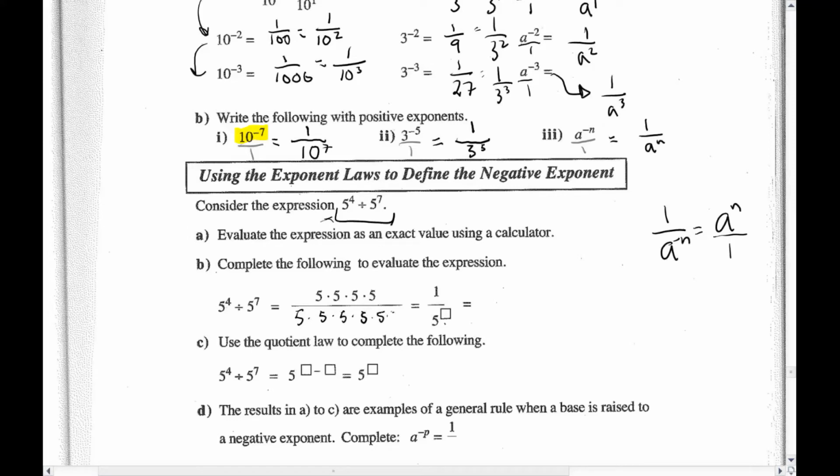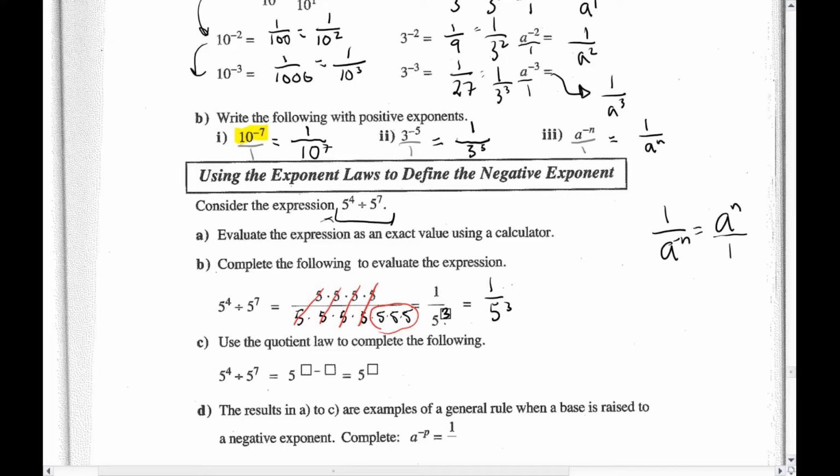I don't know if I'm going to have enough space. 1, 2, 3, 4, 5, 6, 7. Perfect. And what we're going to do is cancel these. So that one cancels, that one cancels, that one cancels, that one cancels, and we're left with 3 5s on the bottom. So that is 1 over 5 to the power of 3.